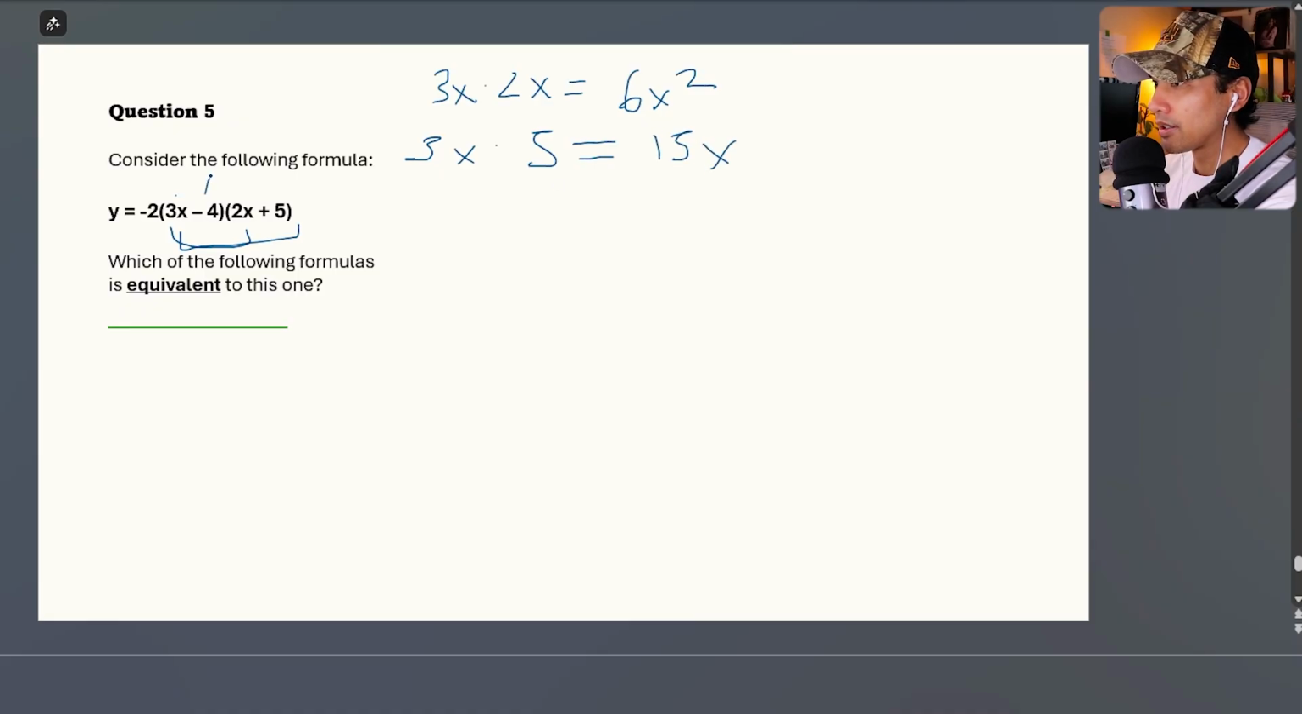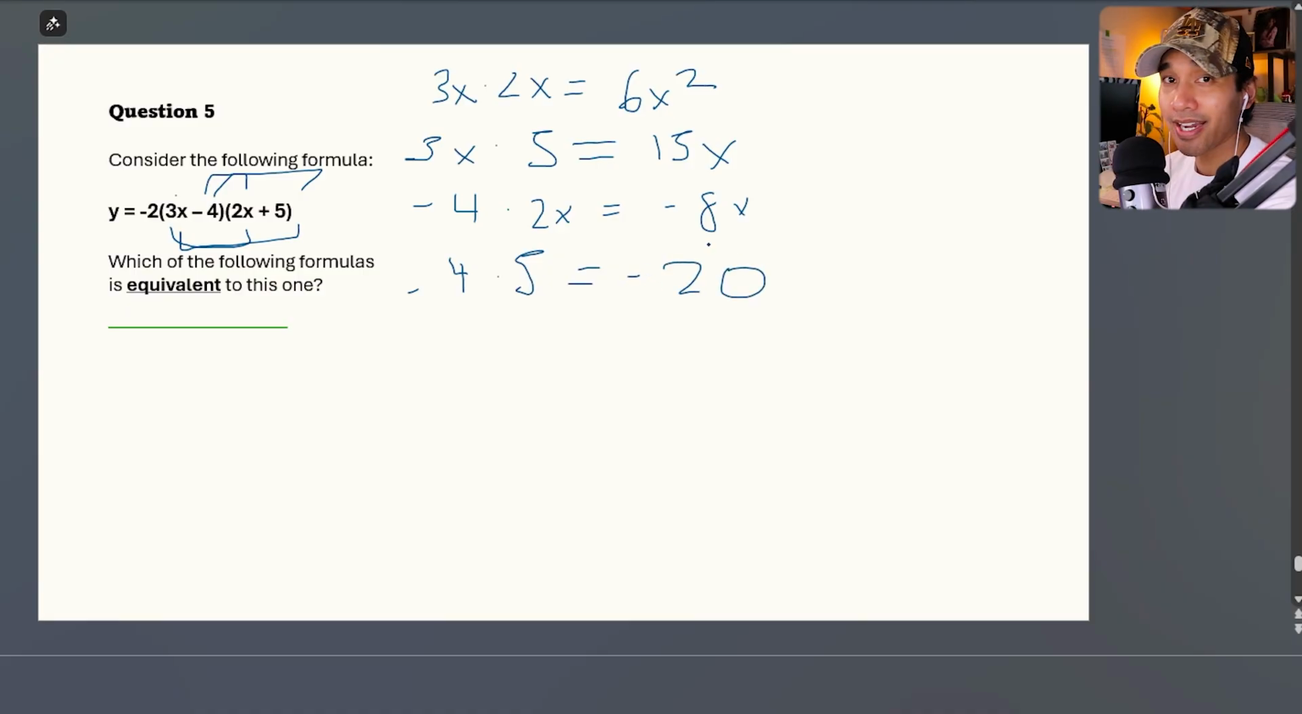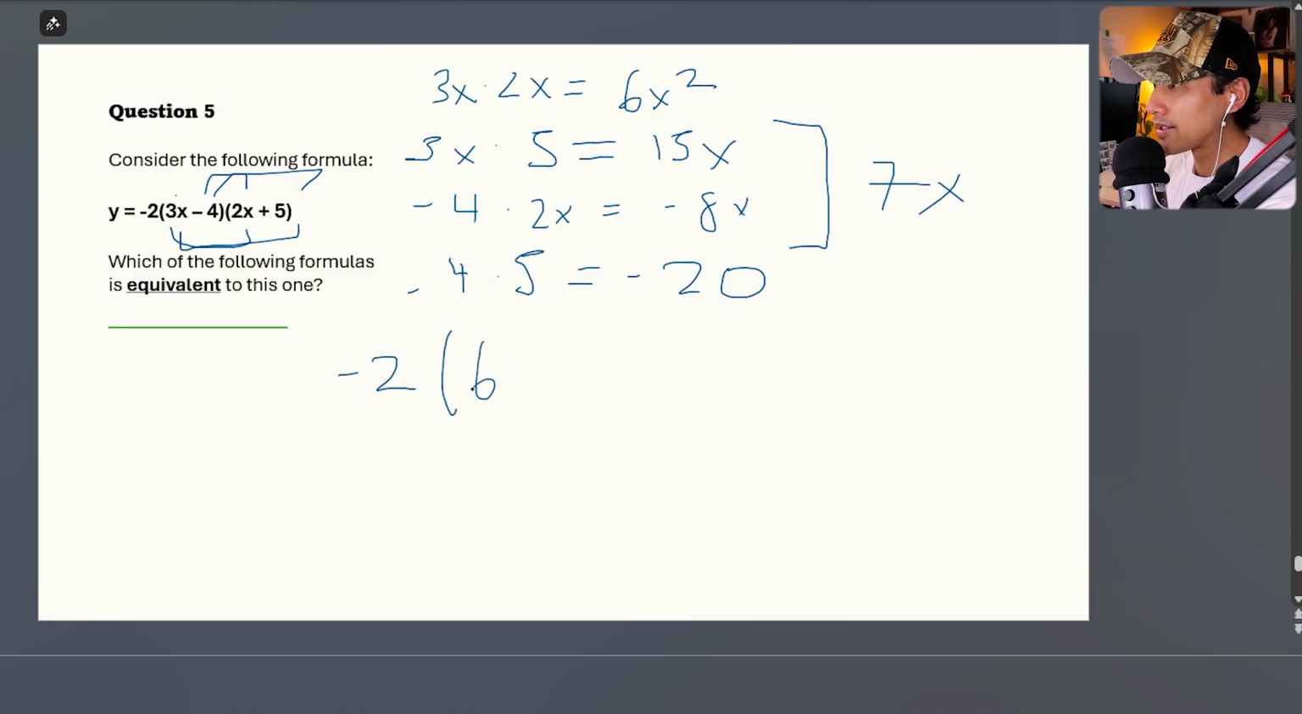What is negative 4 times 2x? That equals negative 8x. What is negative 4 times 5? Negative 4 times 5 equals negative 20. See, I get ahead of myself sometimes. Now we look at what's going on over here. These two terms can be combined. So 15x minus 8x equals 7x. So our expression now becomes, I'm going to tag along this 2, and then 6x squared plus 7x minus 20.